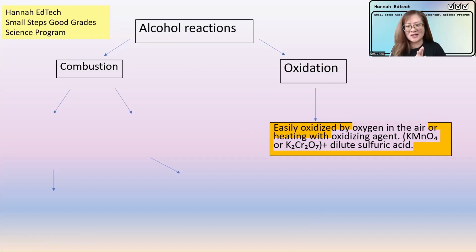For oxidation, alcohol is easily oxidized by the oxygen in the air, or when we heat it up with an oxidizing agent like potassium manganate and potassium dichromate. And also remember the color change. Potassium dichromate changes from orange to green, and potassium manganate changes from purple to colorless.